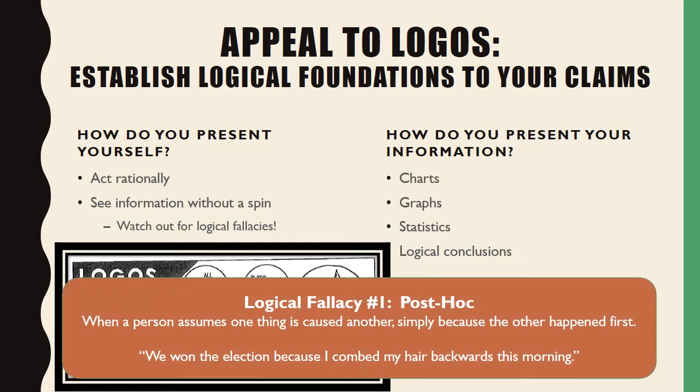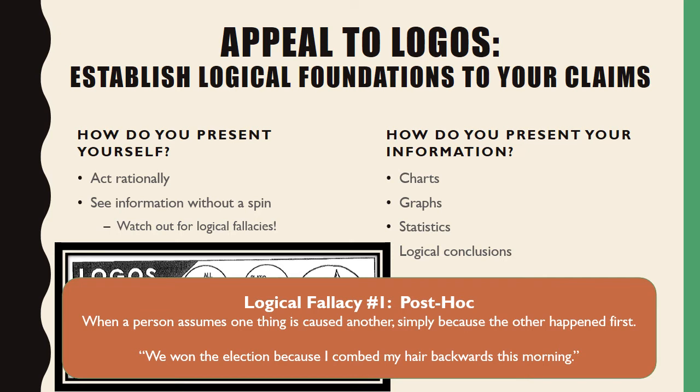So one logical fallacy which would lead to an illogical conclusion that you want to avoid is what we call the post hoc logical fallacy. And that's when a person assumes that one thing is caused by another thing simply because the other thing happened first. So you want to avoid that, right? You want to have a logical connection. You can't just assume, well, this thing happened, and then this other thing happened, so the first thing must cause the second thing. That's not necessarily true, right?